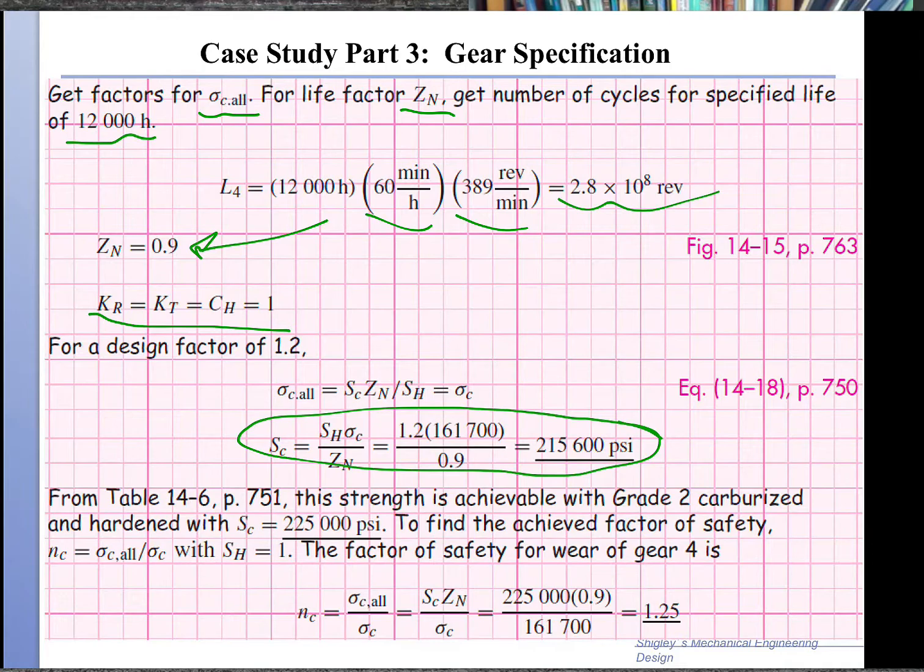So that gives us an achieved factor of safety, which is sigma contact allowable, the strength times the cycle factor, 0.9, divided by the actual contact stress, and we have a decent safety factor of 1.25.